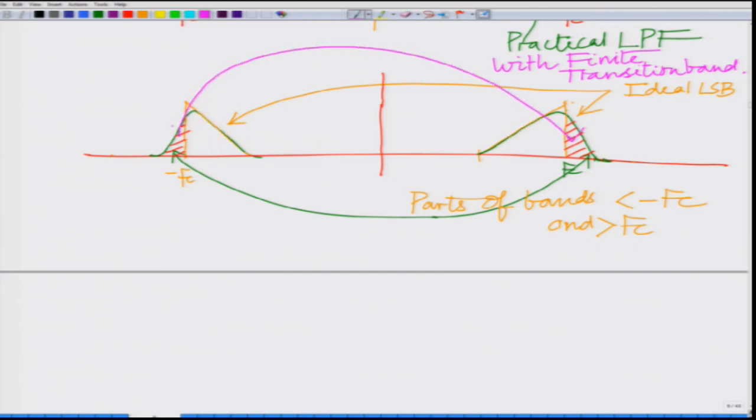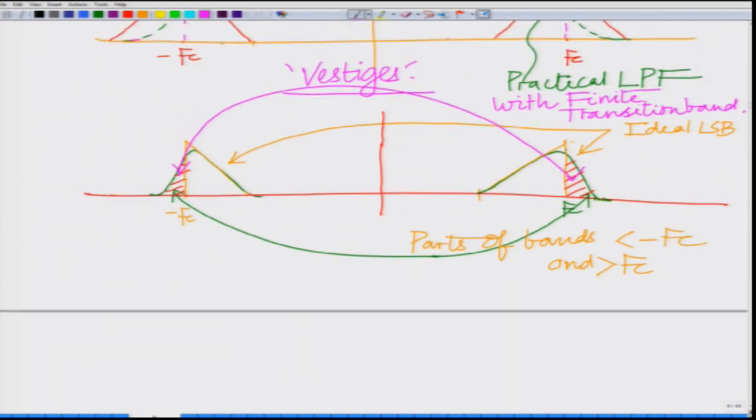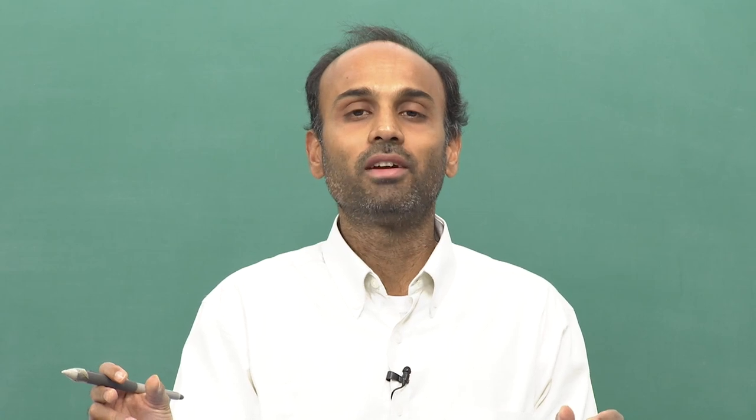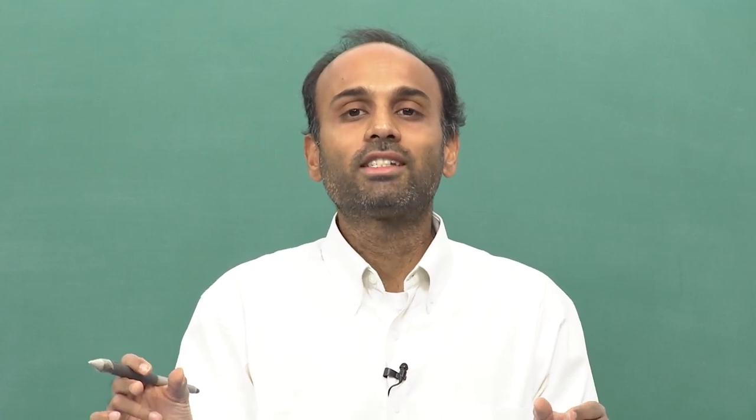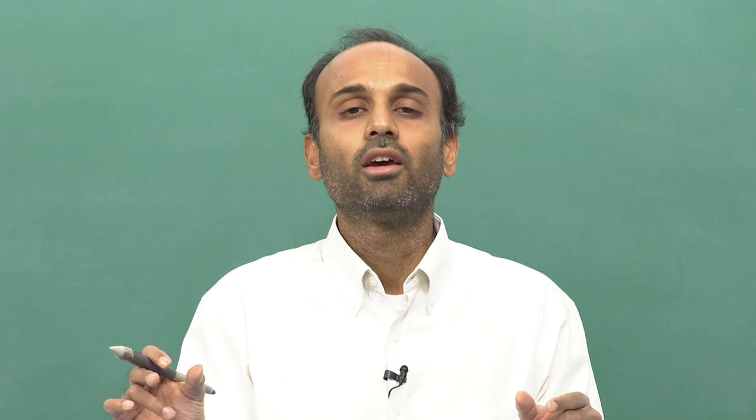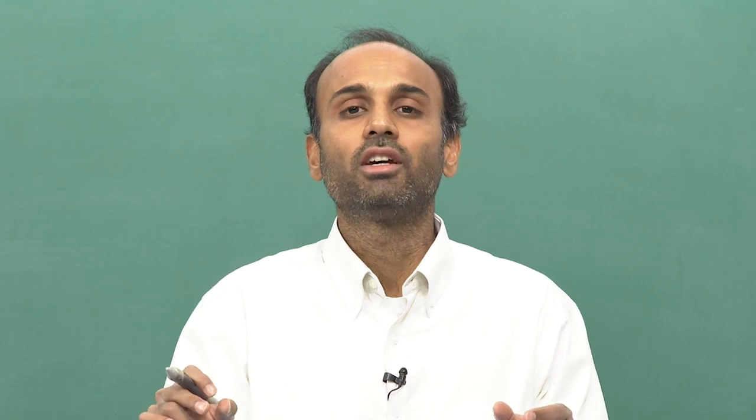these are termed as vestiges. There is a term for this. These are termed as vestiges. That is, these are small bands of the DSBSC signal that are picked up because of the non-ideal nature of the low pass filter. That is, because there is a transition band, the LPF characteristic is not exactly 0 for all f greater than FC and all f less than minus FC, but there is a small band around FC for which it is transitioning from 1 to 0. So that picks up vestiges of the original spectrum. Vestige basically means a small portion.